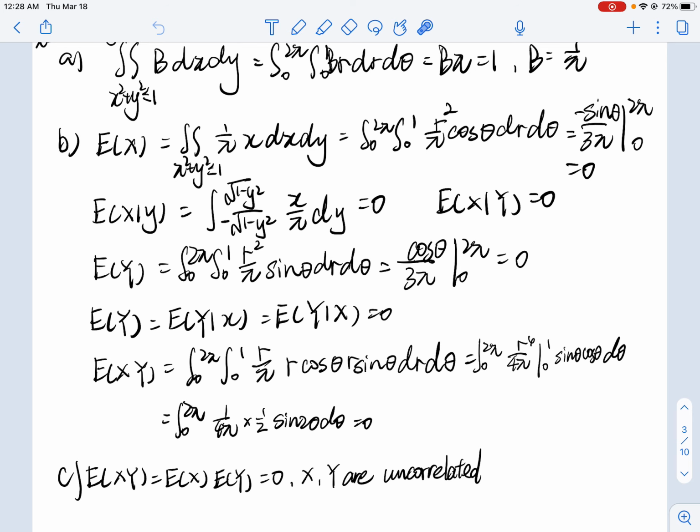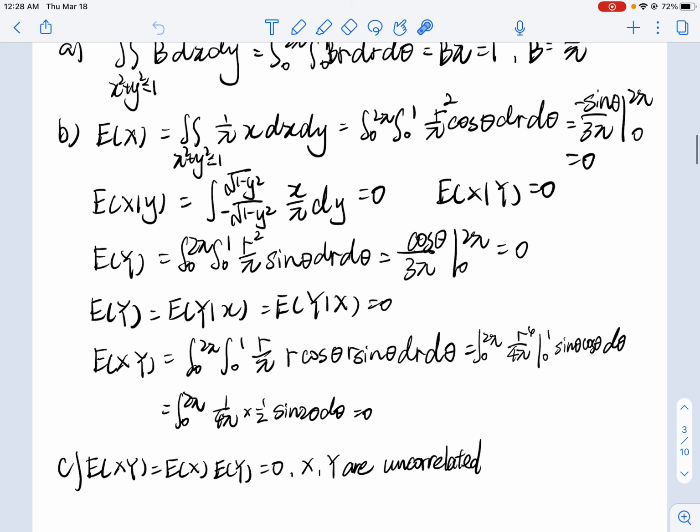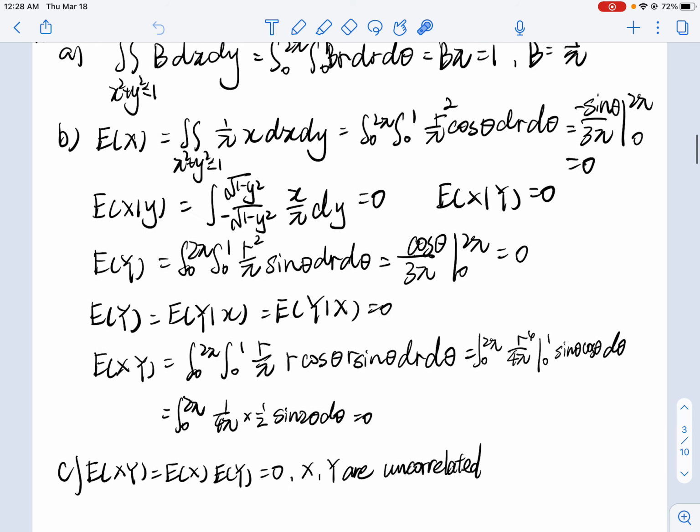The situation is very similar to this function, and the result is 0 as well. So for every x, the expectation of y is 0.